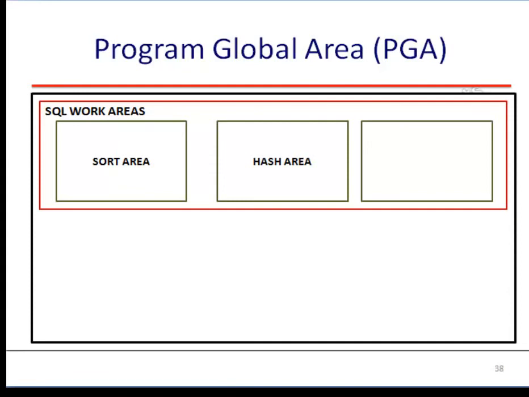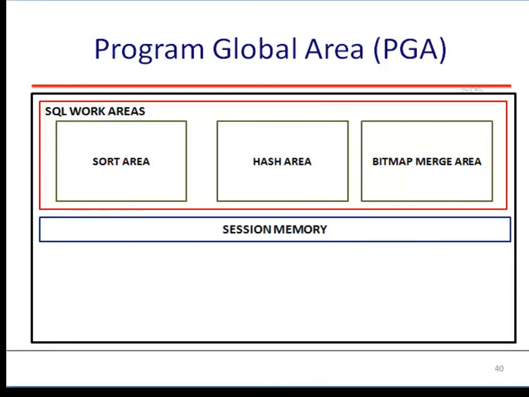You also have a hash area. Hash area is typically used when you're trying to join data from two or more tables, and a hashing join is involved. Same thing with respect to a bitmap merge area. So these are all specialized areas for specific activities, as I mentioned earlier. Apart from this, there is the session memory. Any parameters that you have set specific to a session would be stored in the session memory, and those would also have an influence on the way your database or your application is performing.